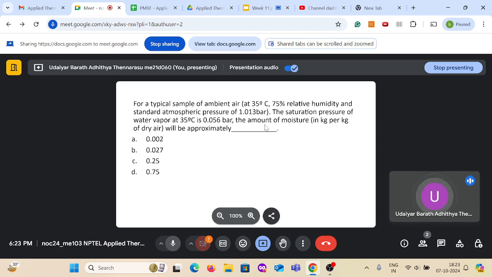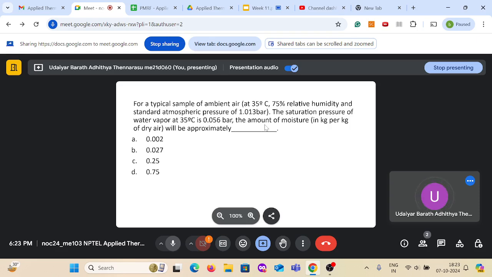The next question is: for a typical sample of ambient air at 35 degrees Celsius and 75% relative humidity and standard atmospheric pressure of 1.013 bar, the saturation pressure of water vapor at 35 degrees Celsius is 0.056 bar. The amount of moisture in kilogram per kg of dry air will be approximately dash.